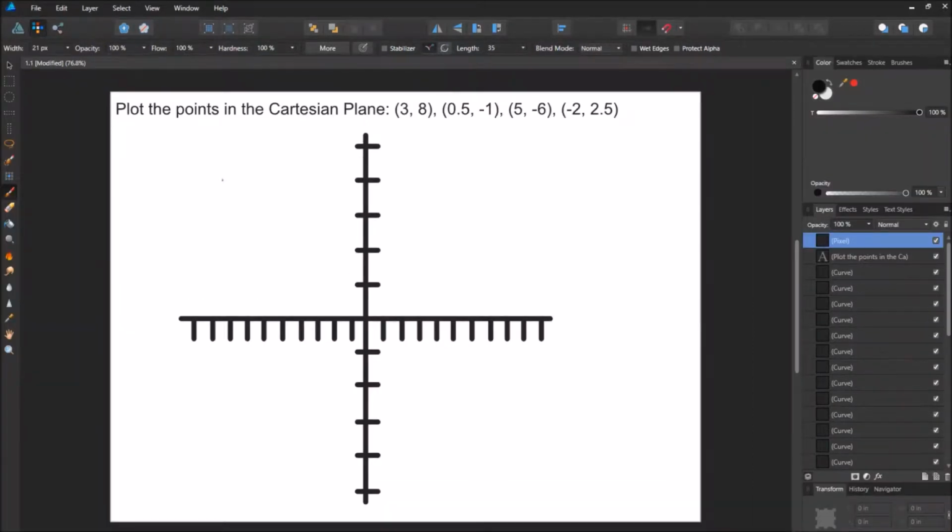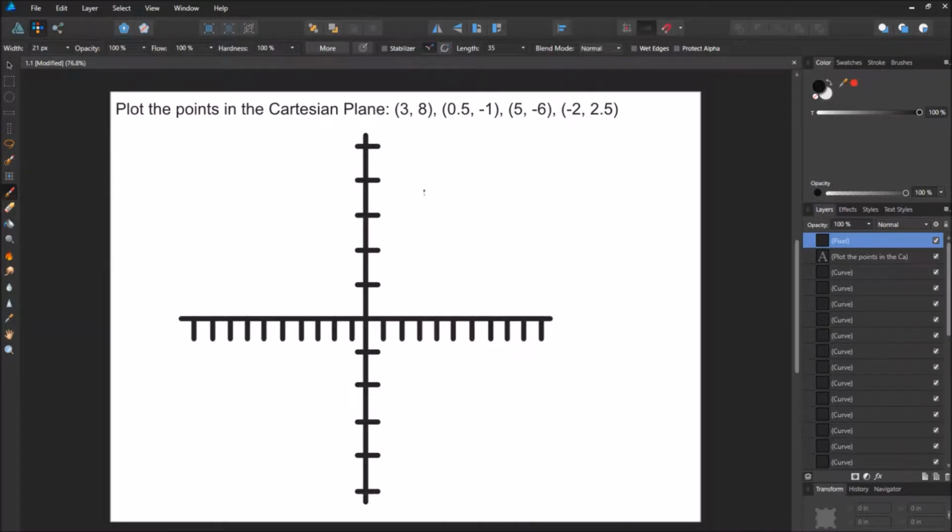So, for the next problem, we're given the same type of question, plotting the points in the Cartesian plane, but now we're given 4 different points. We have 3, 8, 0.5, -1, 5, -6, and -2, 2.5. So now that you've seen the last problem being done, I want you to try pausing this video and try doing these problems on your own, and when you think you've got it, you can unpause the video and we'll see how you did.